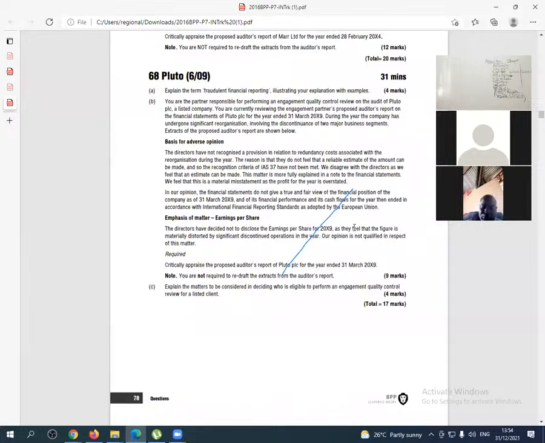So critically, for 9 marks, appraise. We start with the first one. Do you think, ladies and gentlemen, this is a proper expression of an opinion?